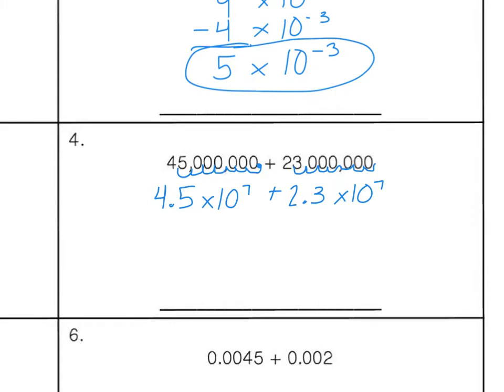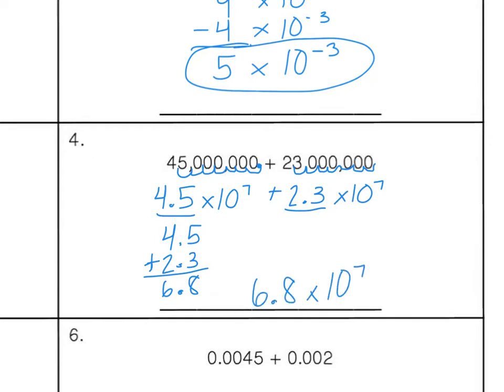So if we add these together, our 4.5 and 2.3, we have 6.8 times 10 to the 7th power.